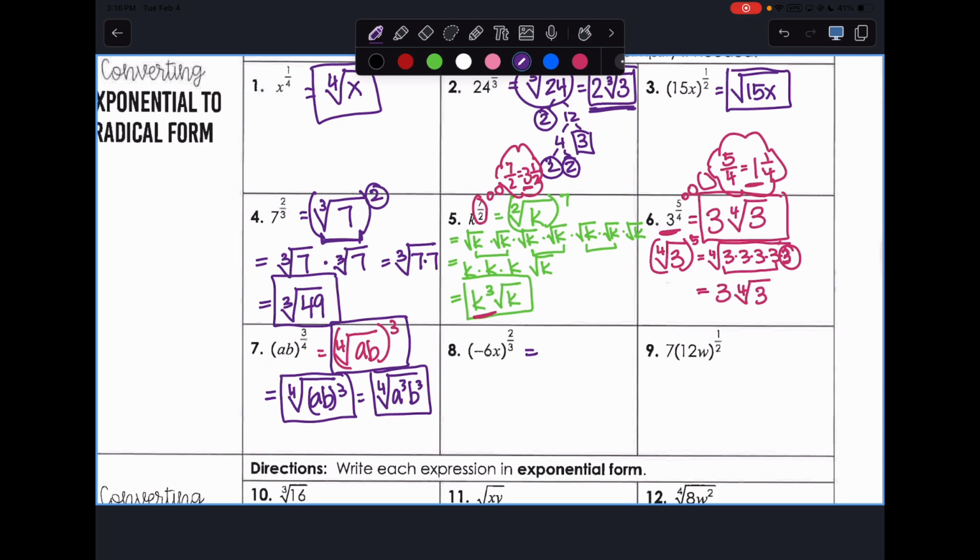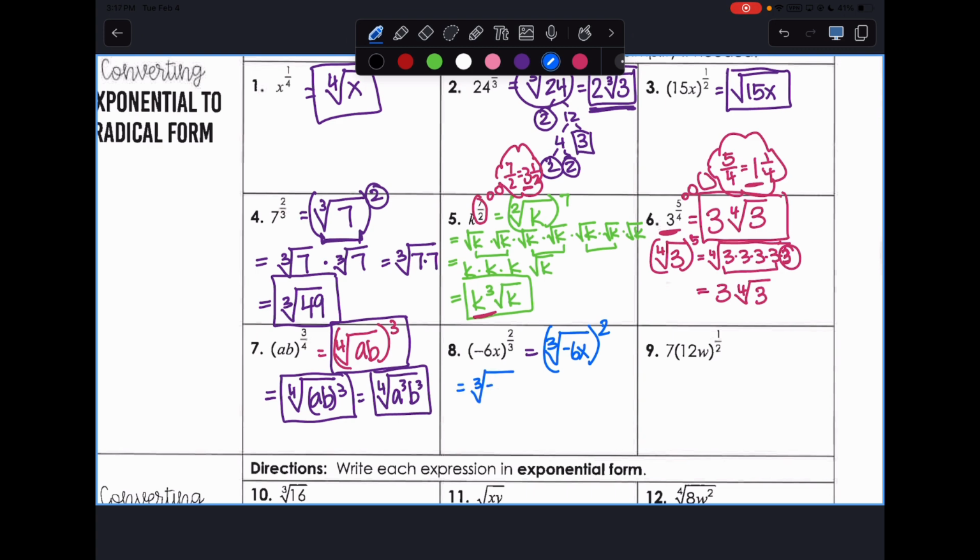What's the index? Cube root. Thank you. And then we have negative 6x all raised to the squared or 2nd power. Yes? I got 2 of those. Can I have a negative for a cube root? Yes. Can I have a negative for an even root? No. Okay. All right. So I have 2 of those.